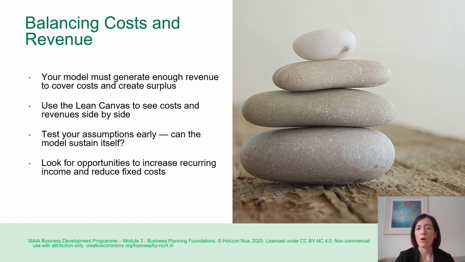Increasing recurring or predictable income, such as subscriptions, retainers, or long-term contracts, can stabilize cash flow. At the same time, reducing fixed costs or turning them into variable costs where possible can make your model more flexible and resilient in the face of change.